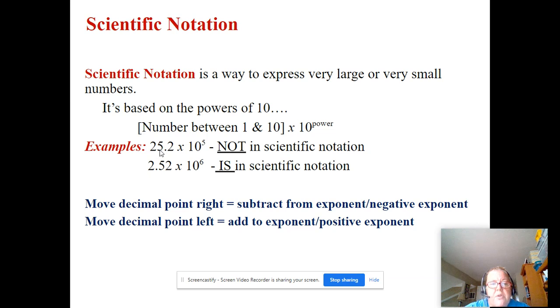For example, 25.2 times 10 to the fifth looks like it's in scientific notation because you have that times 10 thing, but it's not, because this number here has to be between 1 and 10, and it's not. So this is not in scientific notation. You move the decimal 1 to the left, and now this is in scientific notation. If you move the decimal point to the right, that's subtracting from the exponent. And if you move the decimal point to the left, you're adding, like what we did here. We moved it 1 to the left, so we added to our exponent, and so now it is 10 to the sixth.